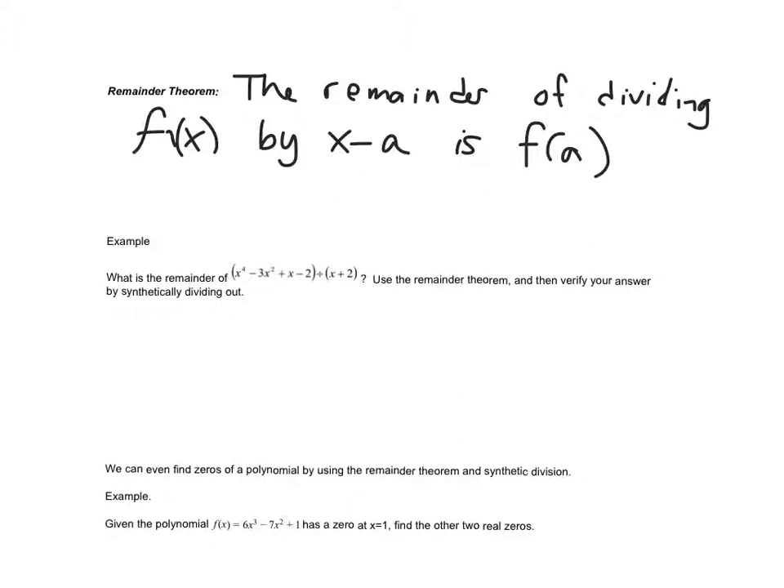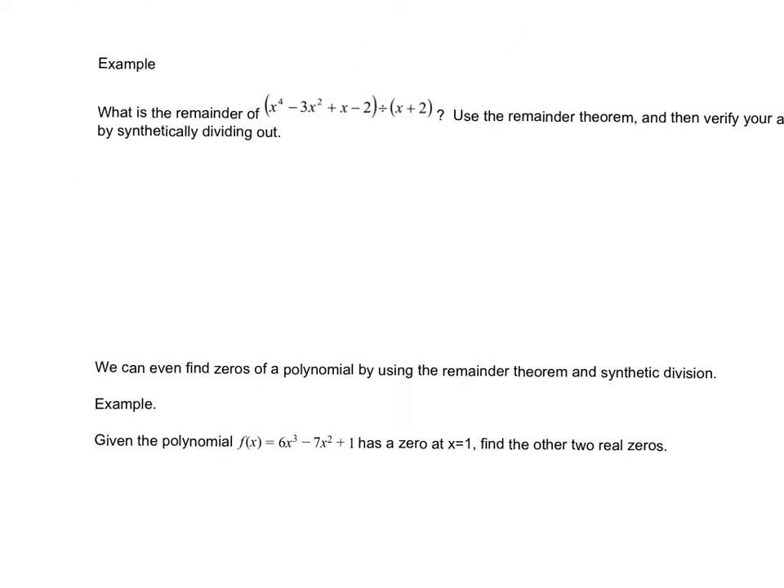So what it's saying is instead of plugging everything in or dividing everything out, all I have to do is plug in this value for a into the function, and that value will be my remainder. So instead of actually having to divide, if you just want the remainder, all we have to do is just plug in to the function. So we'll look at an example where we do it both ways.